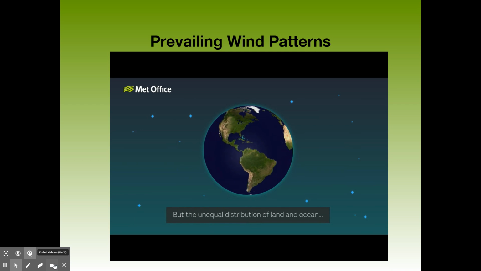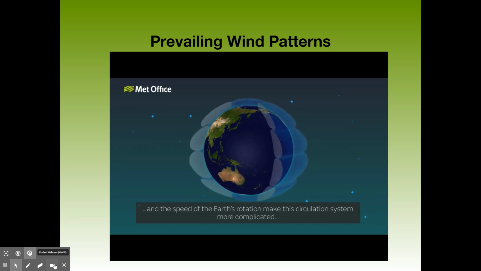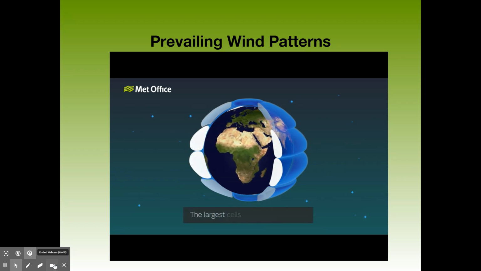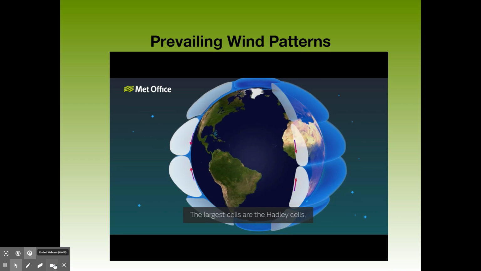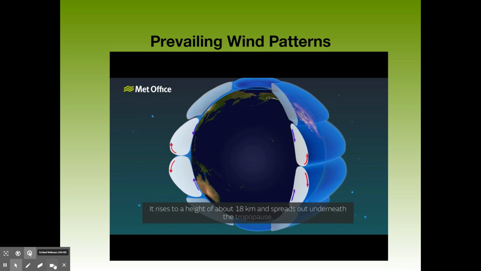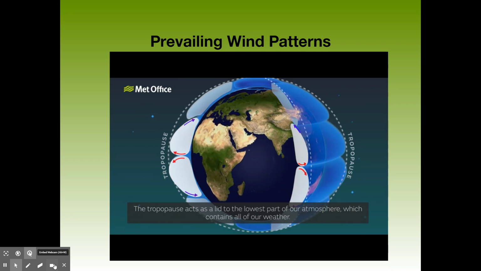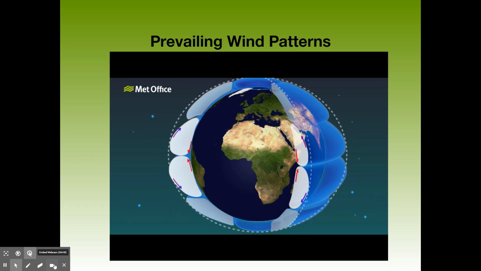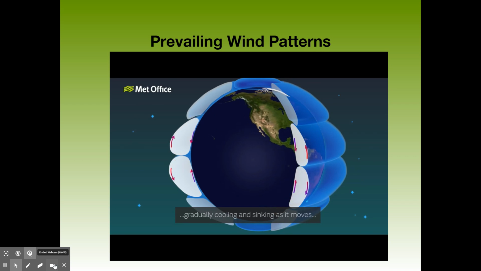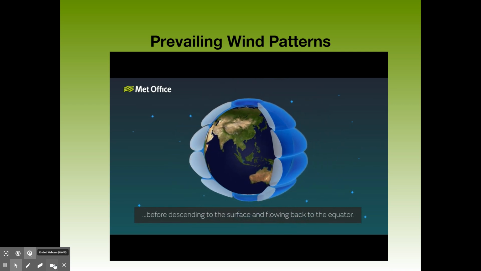But the unequal distribution of land and ocean and the speed of the Earth's rotation make this circulation system more complicated, giving us a three-cell pattern which exists in both the northern and southern hemispheres. The largest cells are the Hadley cells. At the equator, the warmer, less dense air rises. It rises to a height of about 18 kilometers and spreads out underneath the tropopause. The tropopause acts as a lid to the lowest part of our atmosphere, which contains all of our weather. The warm air spreads out towards the poles, gradually cooling and sinking as it moves, before descending to the surface and flowing back to the equator.